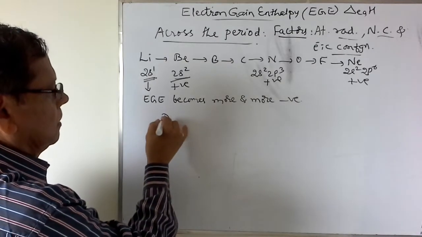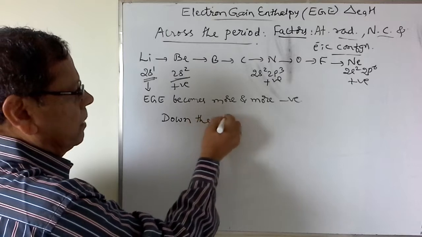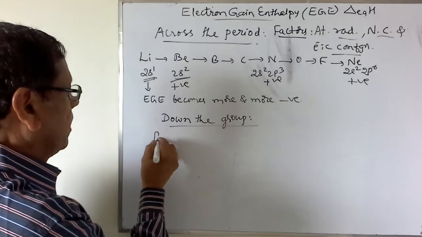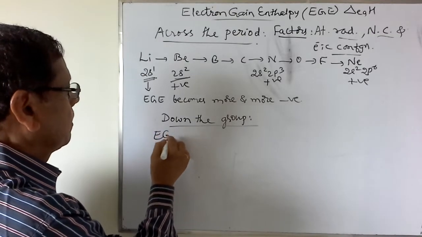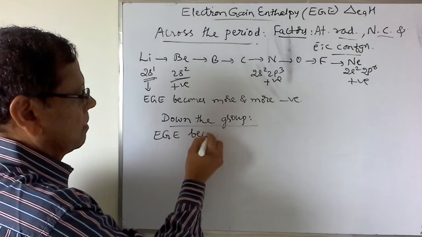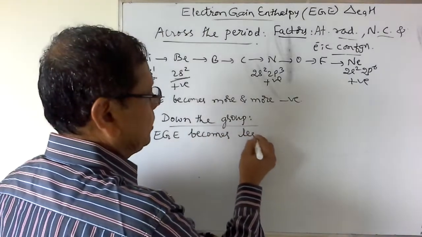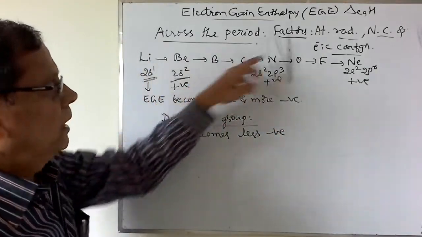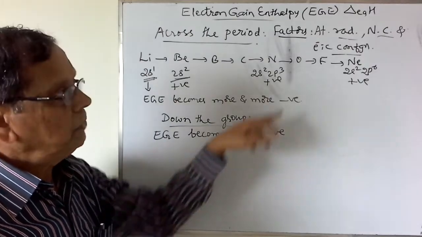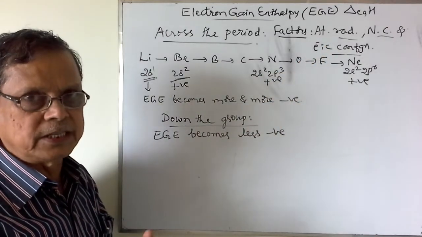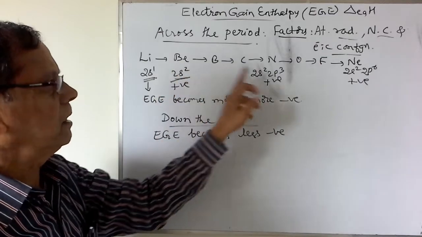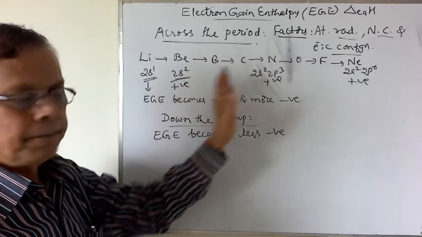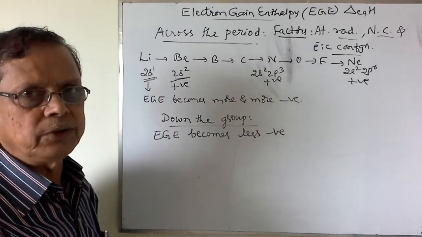Down the group, electron gain enthalpy becomes less negative as we move down the group. You will observe atomic radius gradually increases. Even though there is an increase in the nuclear charge, the attraction decreases, and for the same reason, electronic configurations in certain cases which give extra stability will have positive or less negative values.